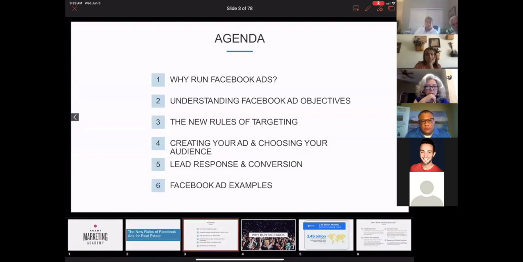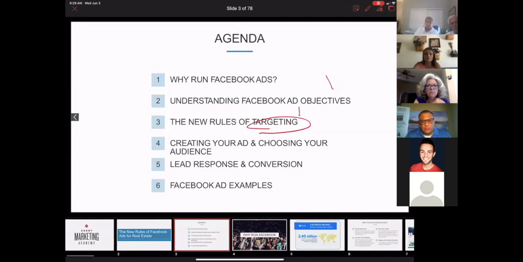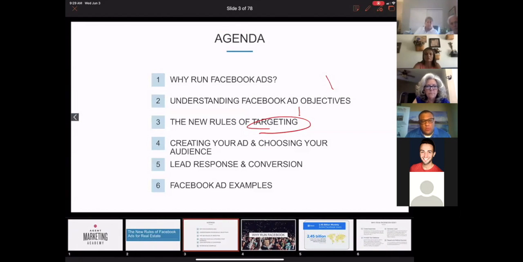So on this agenda, we're talking about why, understanding Facebook ads and objectives, the new rules of targeting. The targeting on Facebook has really changed a lot. And that is where it's important for us to keep up with that, because they're constantly changing the algorithm, just like Google's SEO. And that's kind of their game. Otherwise, people would be able to rule it really easy, and then they wouldn't have as high engagement either. Creating your ad and choosing your audience.